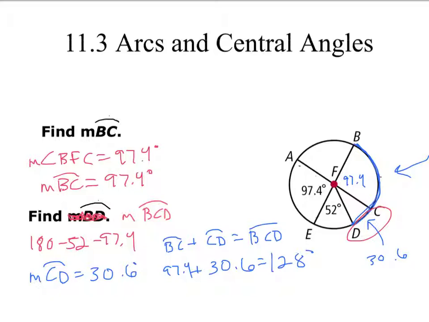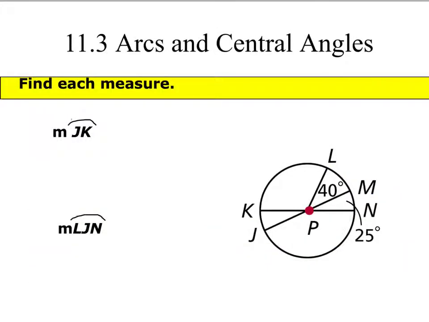Okay, so we are now going to try the next. Here we go. What I want you to find is arc JK and arc LJN. And no, I am not just kidding. I know you were trying to figure that out, or you probably might have just thought I was just kidding because of that arc. No. Okay, so I want you to try this one. Give it a shot. Good luck. Hey, go.